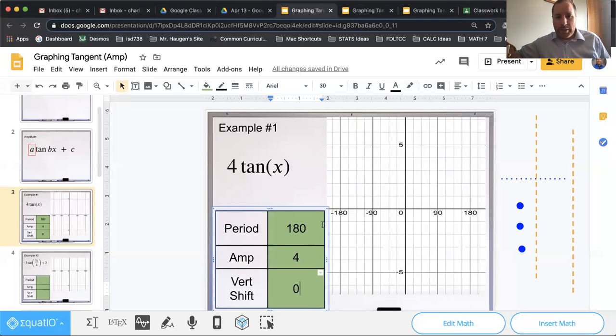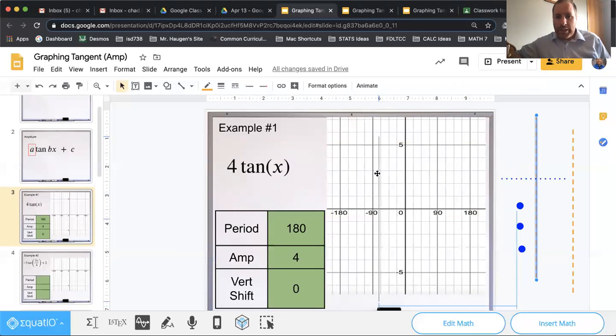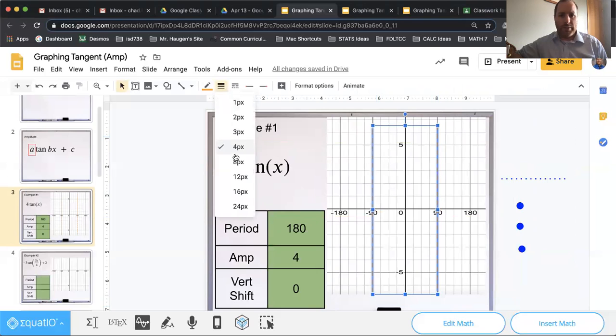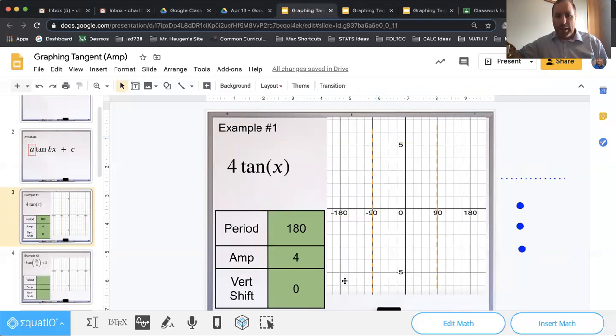So to set this up, our period is 180. So again, I want to go one direction 90. So I'd put one bound there and go 90 this way. So it's 180 in between those dotted orange lines that we have there. Maybe we'll make these just a little bit thicker. And then our vertical shift is 0, so that means I'm going to put my vertical stuff right in the middle, right? It doesn't need to go up or down at all, which means we have a middle spot here at 0. That's where that's at.